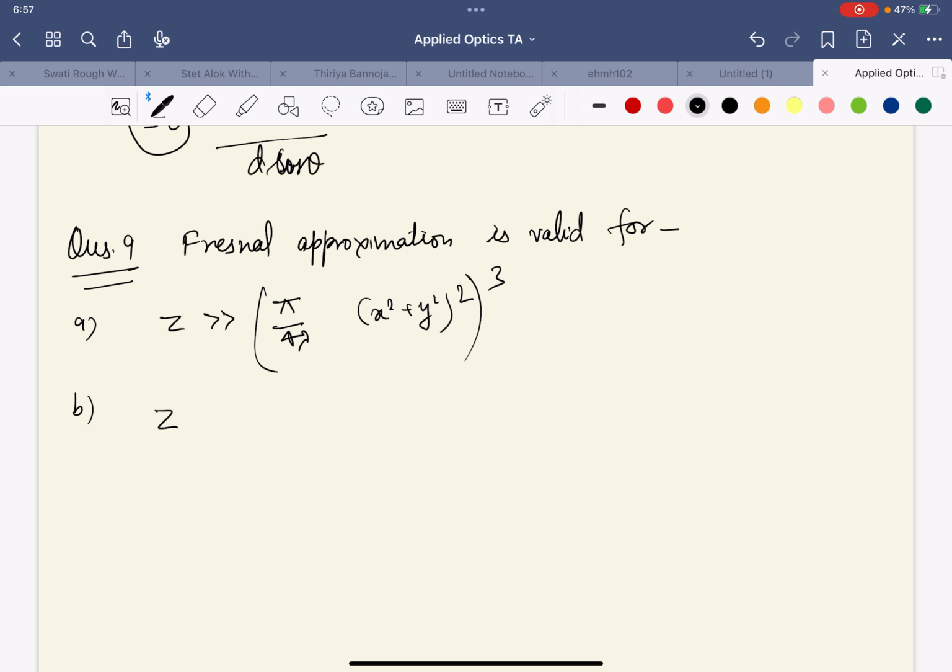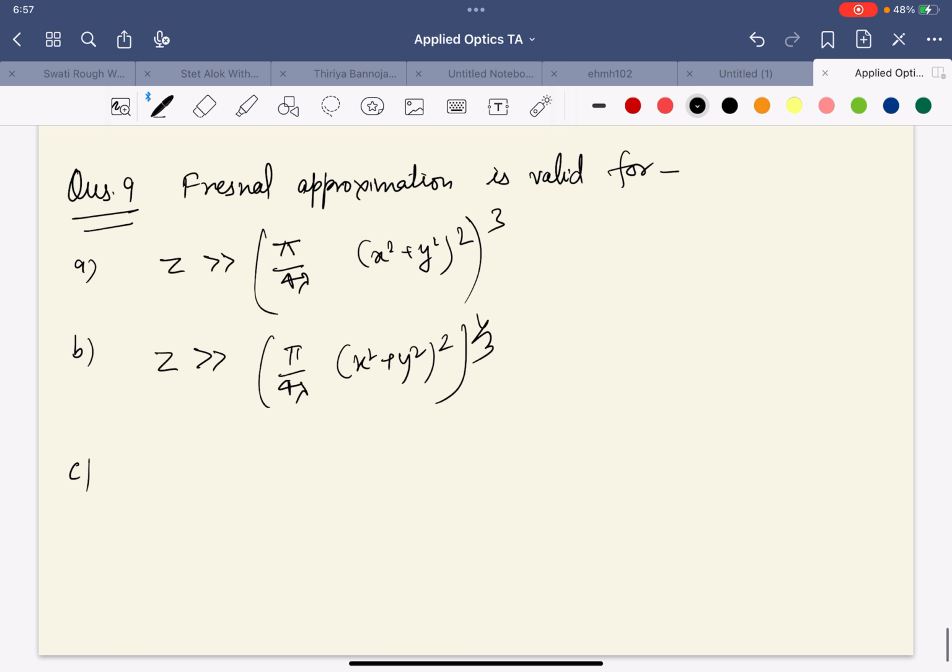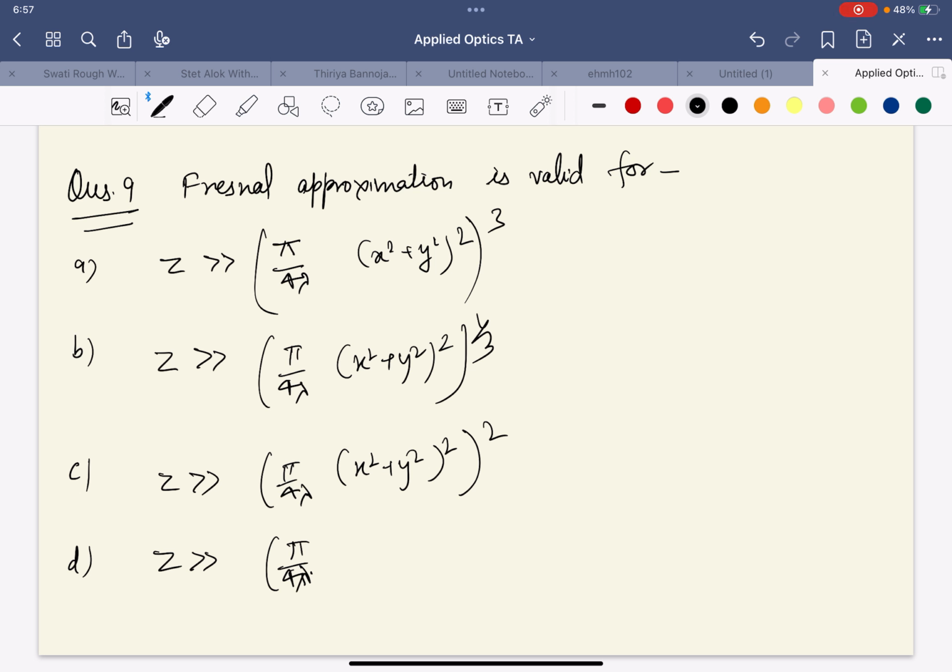Option B is when Z is greater than pi by 4 lambda times (x square plus y square) whole square to power 1 by 3. And option C is Z greater than pi by 4 lambda times (x square plus y square) whole square. And option D is when Z is greater than pi by 4 lambda times (x square plus y square) whole square to power half.